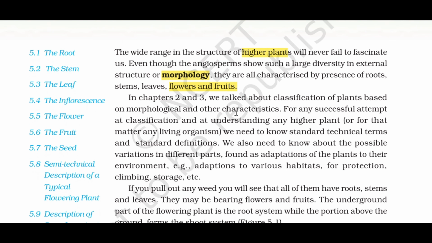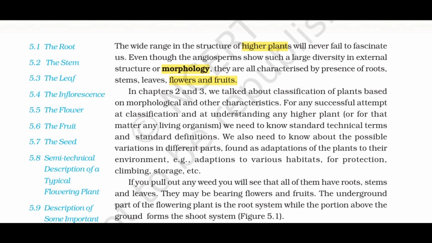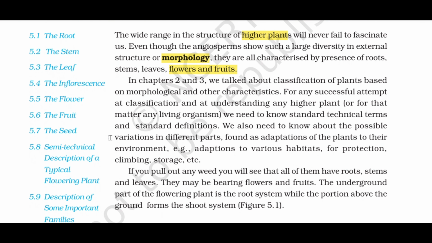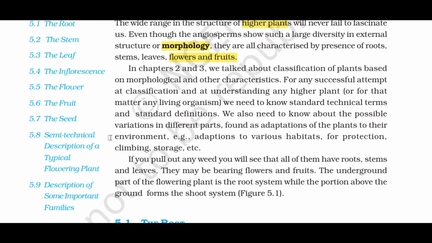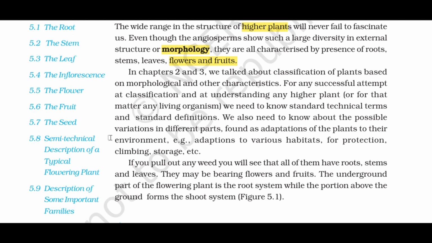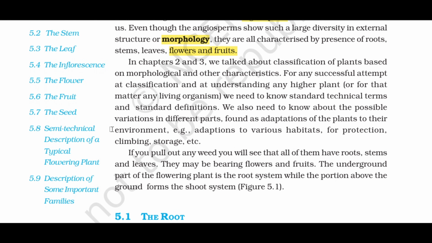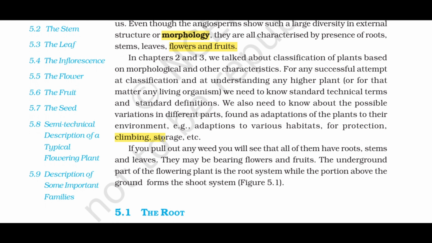In chapters 2 and 3, we talked about classification of plants based on morphological and other characteristics. For any successful attempt at classification and at understanding any higher plant, or for that matter any living organism, we need to know standard technical terms and standard definitions. We also need to know about the possible variations in different parts, found as adaptations of the plants to their environment, example, adaptations to various habitats, for protection, climbing, storage, etc.